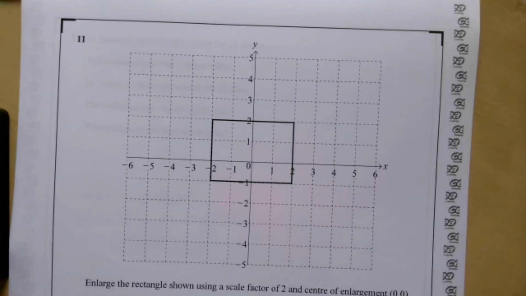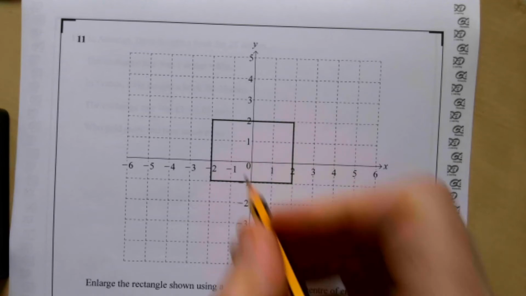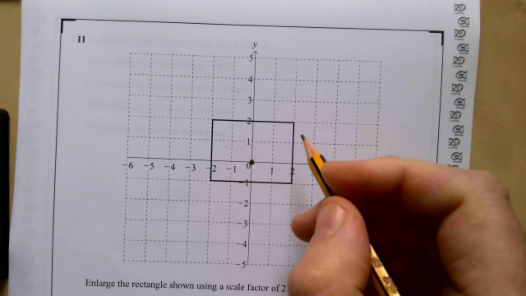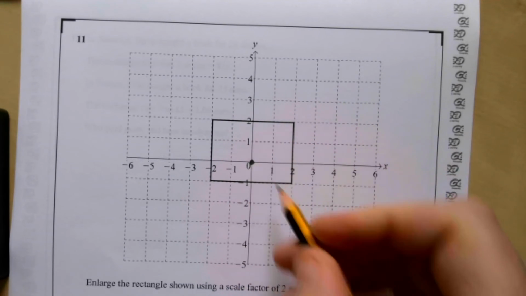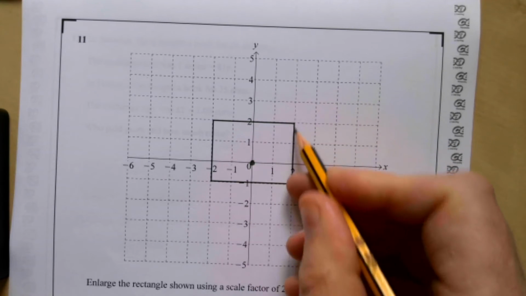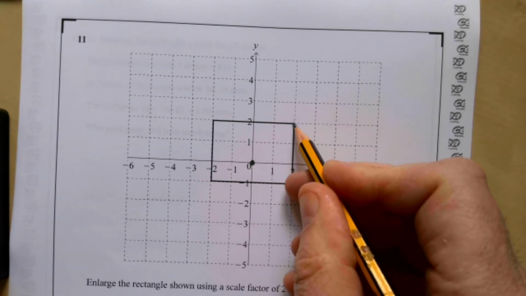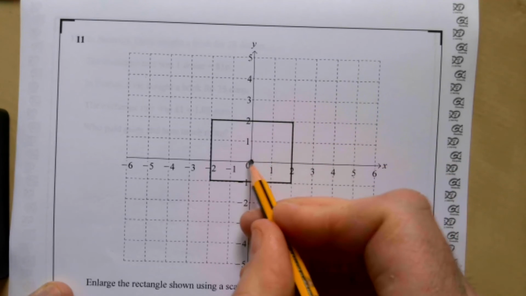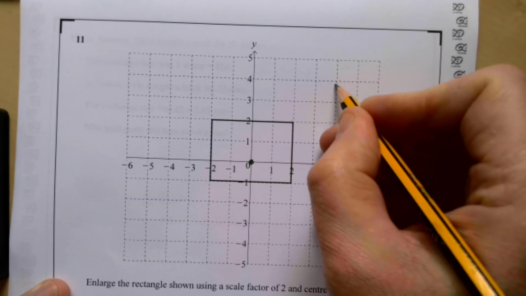Question 11. Enlarge the rectangle shown using a scale factor of 2, centre of enlargement 0, 0. So here is 0, 0, and we just need to count squares for each corner. To get from here to here, we go across 2 and up 2. So at scale factor 2, we need to double that. Instead of going across 2 and up 2, we're going to go across 4 and up 4.